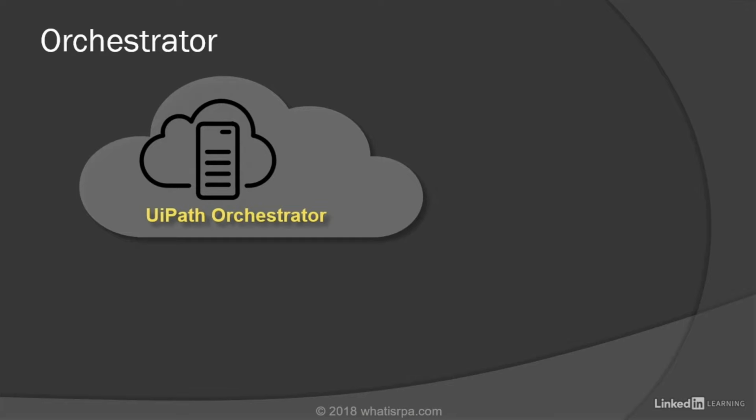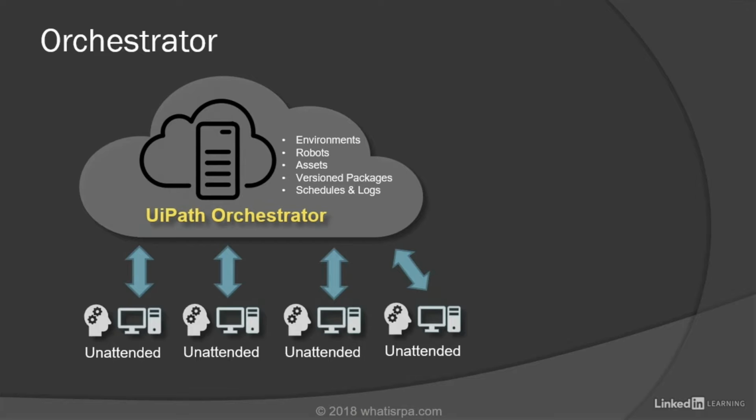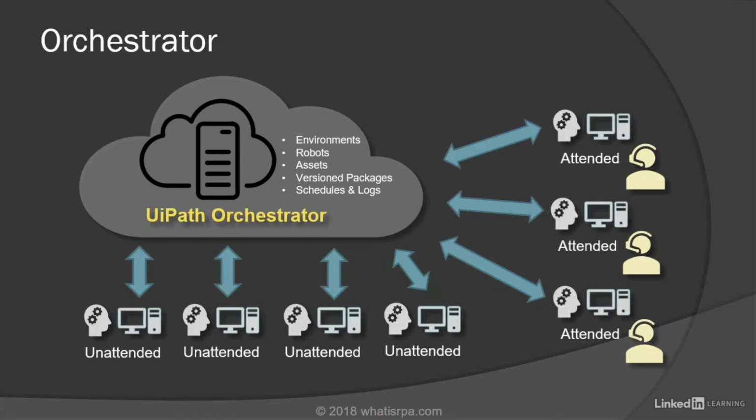Orchestrator is a web application that has a database on the back end. It offers environments like dev, test, and production. It allows you to register multiple robots. You can store multiple assets in a centralized repository that all robots can have access to. You can upload versioned packages. And finally, you can schedule robot runs and centralize your logs. You can register as many unattended robots and attended robots as you'll need to get your work done.